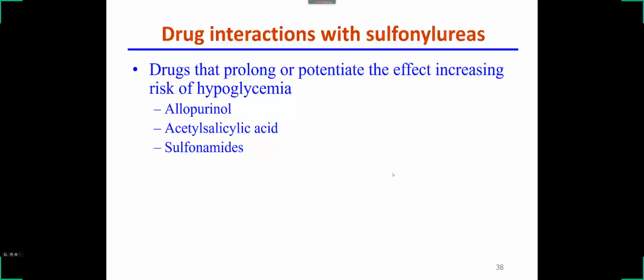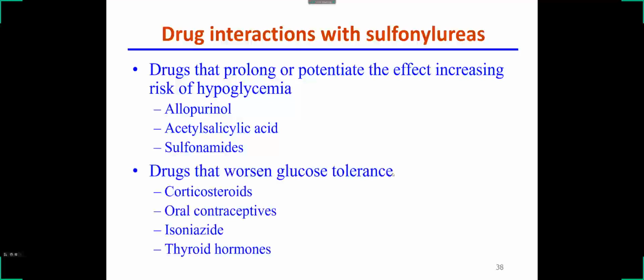Now, due to the mechanism of action of the sulfonylureas, there are drugs that can prolong or potentiate the effect. Obviously this is good, but too much will again cause an increased risk of going into hypoglycemia. The drugs that can do this are acetylsalicylic acid or aspirin, sulfonamides, and allopurinol, all of which can potentiate the risk of hypoglycemia.